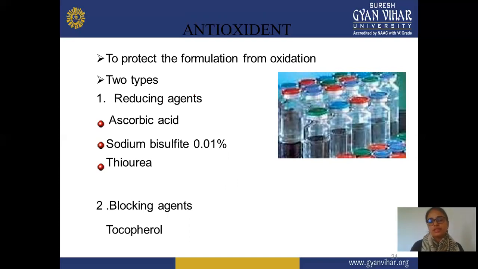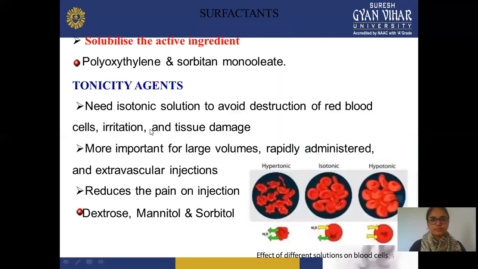In the reducing agents, there are many examples. The first reducing agent is ascorbic acid. Second is sodium bisulphite, that is 0.01%. And next is thiourea. And next is the blocking agent. In the blocking agent category is tocopherol. So these are the two types of antioxidant, reducing agent and blocking agent, which help to prevent the oxidation reaction or act as an antioxidant. And these are the examples of this antioxidant.